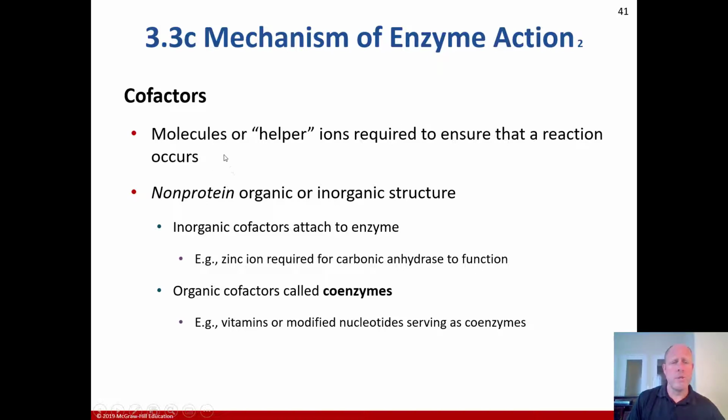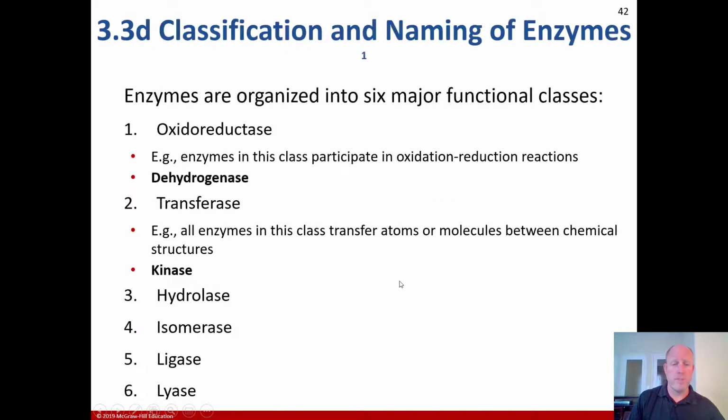The cofactors are basically molecules or helper ions that are required to ensure that a reaction occurs. There are non-protein organic or inorganic factors attached to an enzyme, like the zinc ion required for carbonic anhydrase to function. Organic cofactors are called coenzymes, like vitamins. Vitamins are coenzymes, or a modified nucleotide serving as a coenzyme.